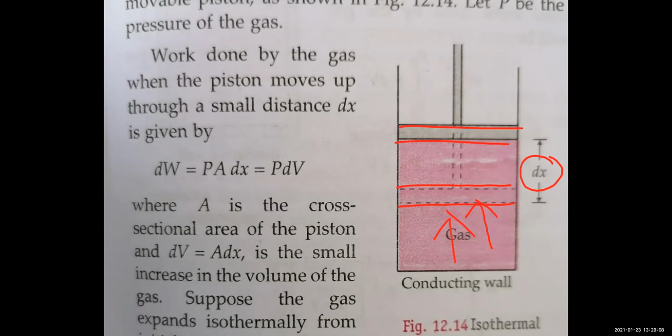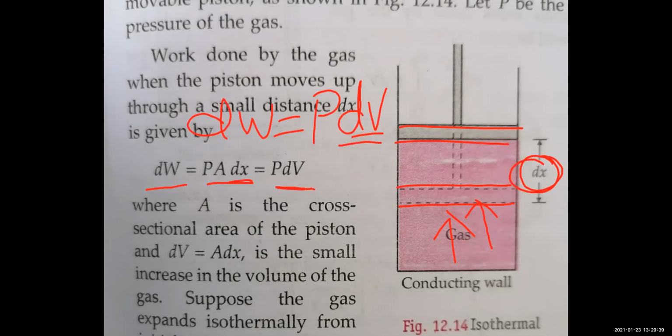So work done, we know, is very small, that is dW, work done equals P dV. dV is the change in volume. But we know volume is area into displacement. Instead of dV, we can write area A and displacement dx, right? That is nothing but your P dV, and A is the cross-sectional area of the piston. I hope this much is clear. Now this is the small work dW.